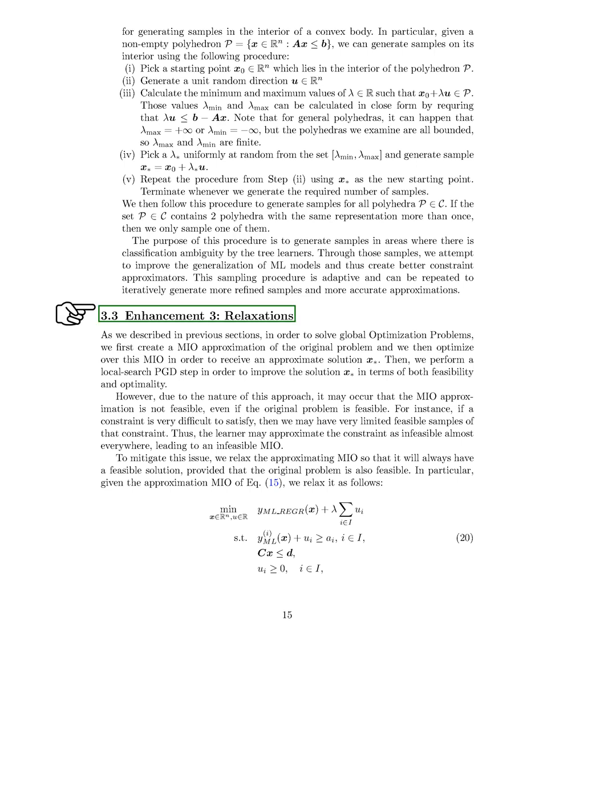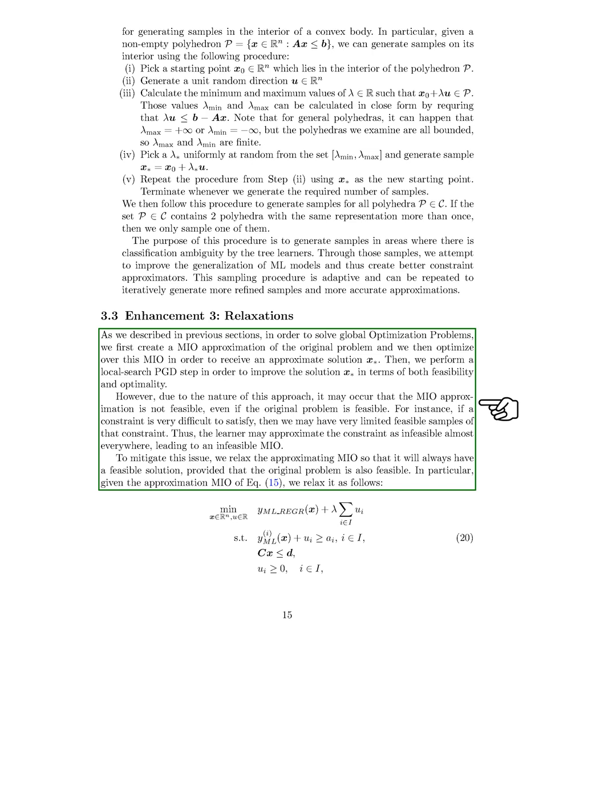Section. Enhancement 3. Relaxations. We've made a few enhancements to our approach to global optimization problems. The third enhancement is about relaxations. As we've discussed before, we start by creating a mixed integer optimization, MIO, approximation of the original problem. We then optimize this MIO to get an approximate solution. To improve this solution, we perform a local search projected gradient descent, PGD, step.